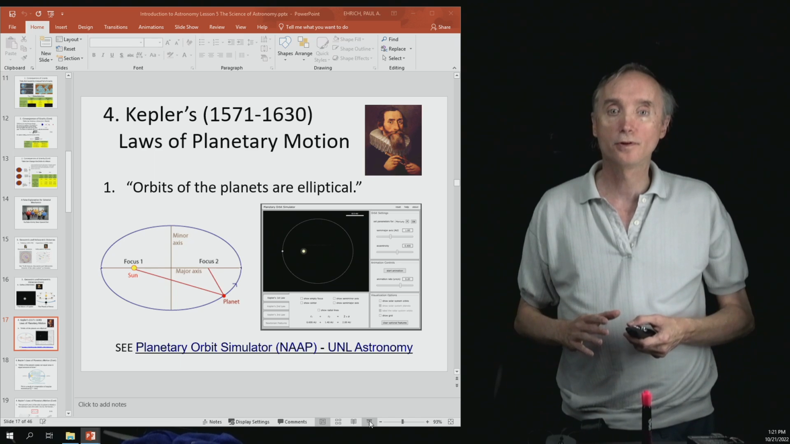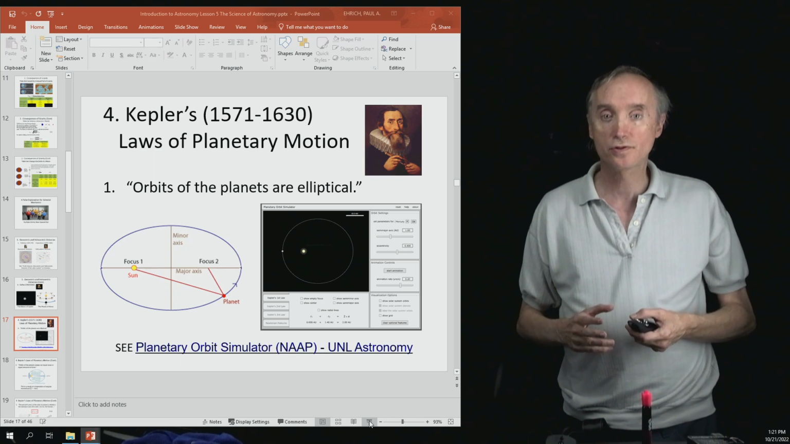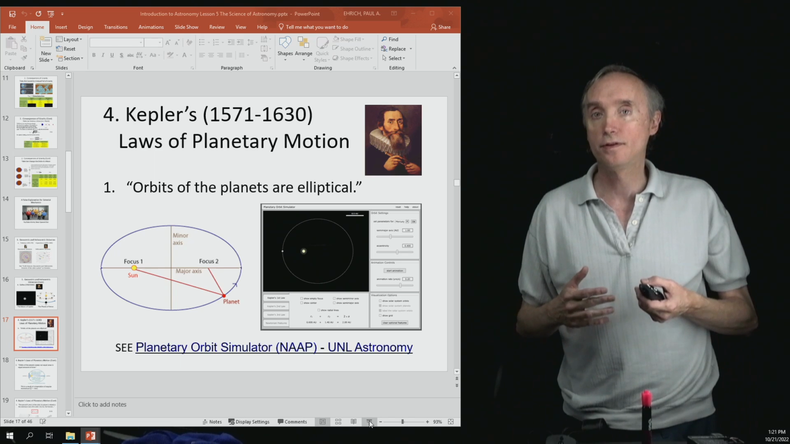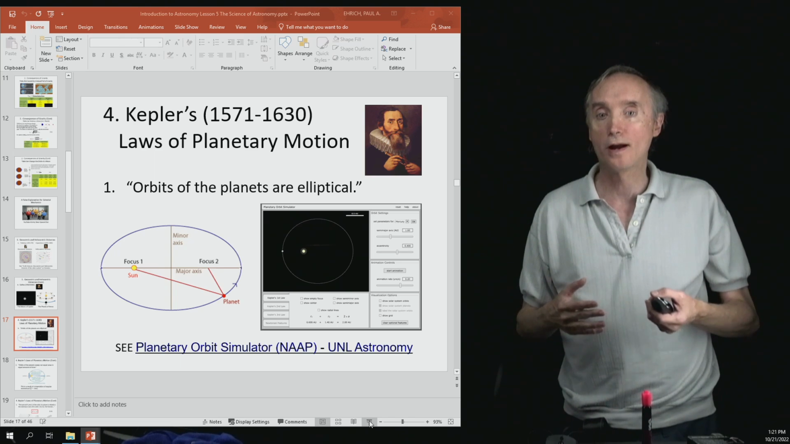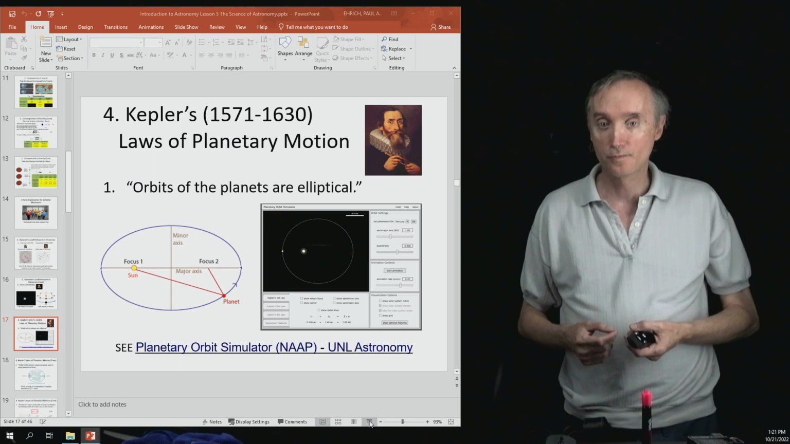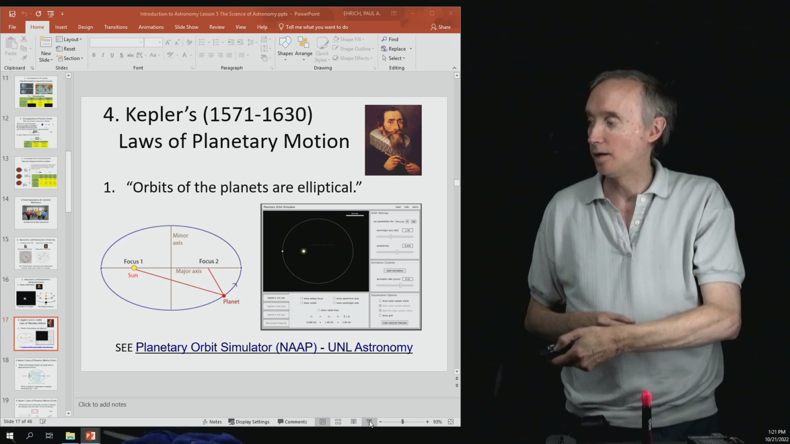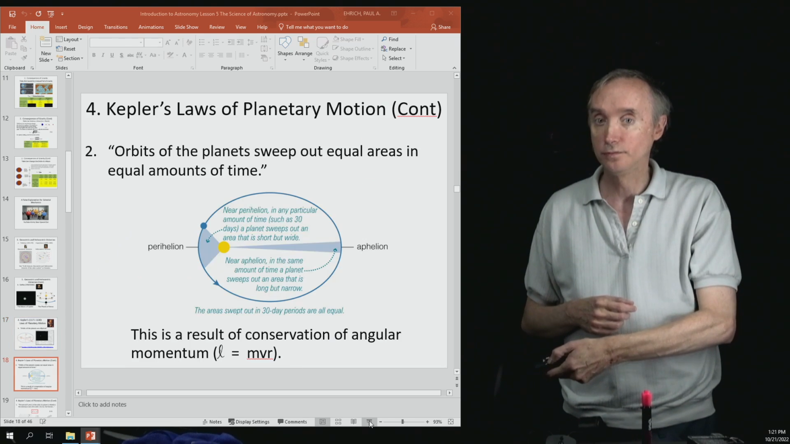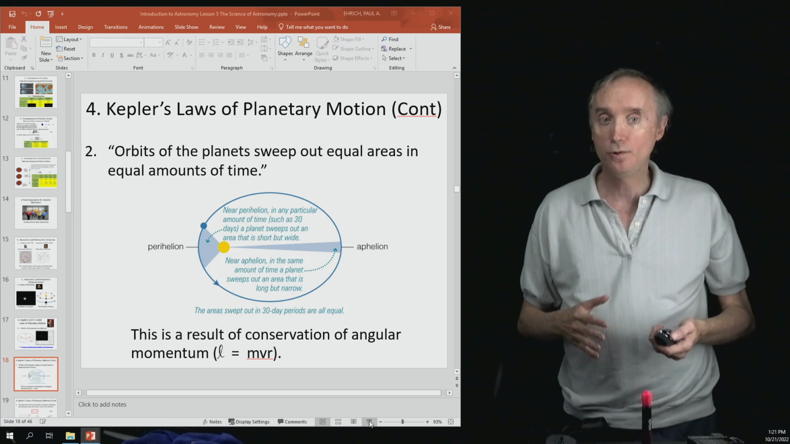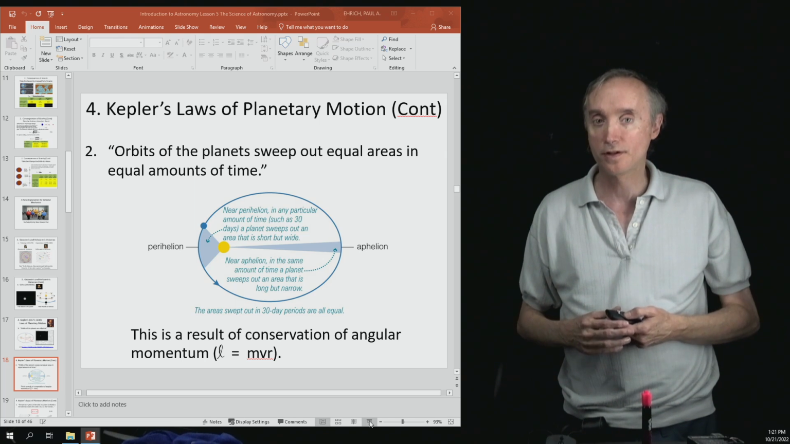So Johannes Kepler made that his first law of planetary motion, and he said that the orbits of the planets around the sun are ellipses. Okay? Then he came up with his second law of motion, that the orbits of the planets sweep out equal areas in equal amounts of time.